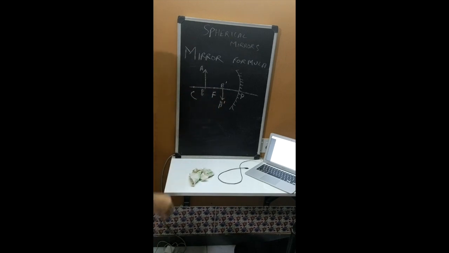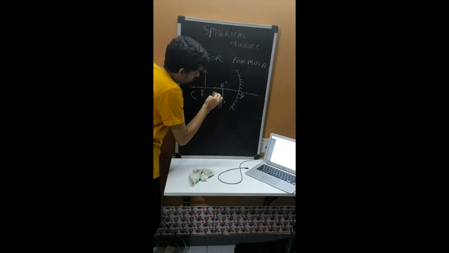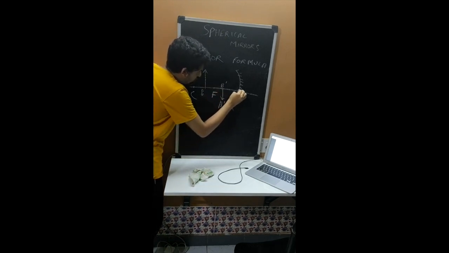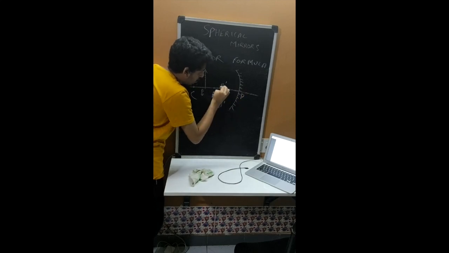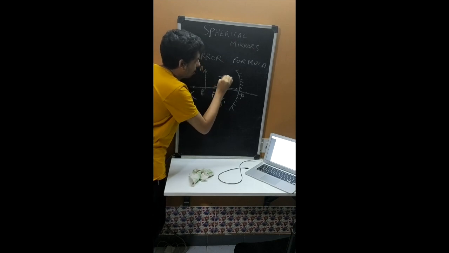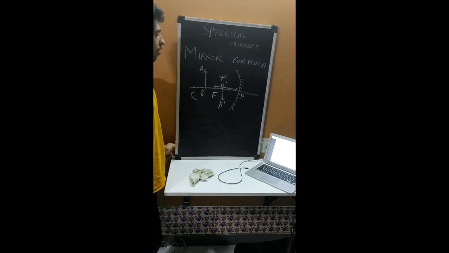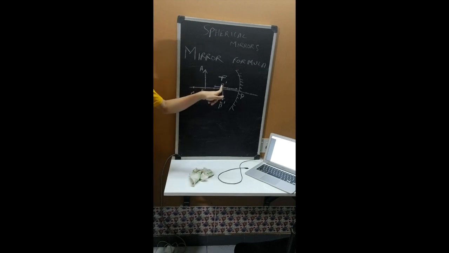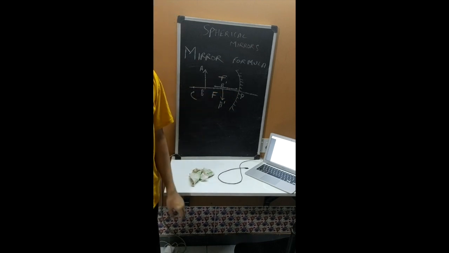Just before we look at the formula, we have to learn about one thing, that is the distance of this point focus from the pole is called the focal length. This distance is called focal length, and focal length is denoted by small f. You have to remember these conventions also. So small f is focal length, capital F is for the point focus. When we are labeling this point, we will put capital F. But when we are talking about the distance, we will put small f.